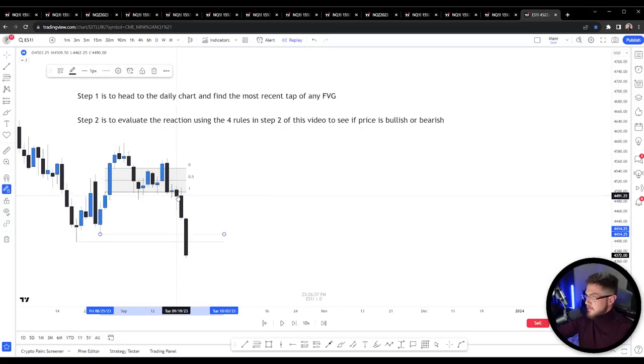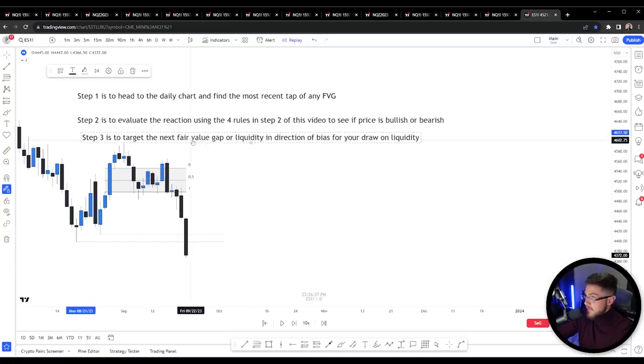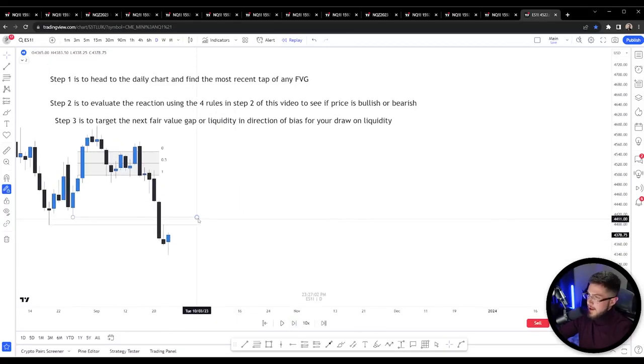You would have been selling the market all the way down into this low, because that is step 3, which is to target the next fair value gap or the next liquidity in the direction of your bias for your draw on liquidity, okay? On all these days, you would have been selling, and you would have been selling very successfully. So let's wait and let's see what happens next. So the market pops up. So the market's now created another couple fair value gaps.